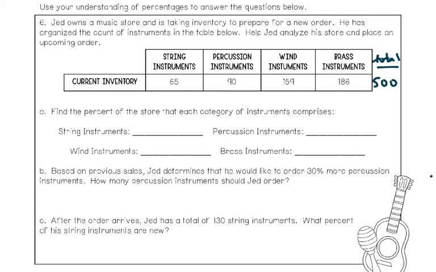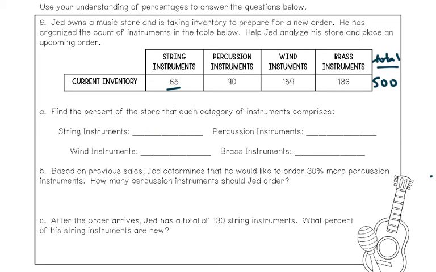So now that you learned this new way to do this, you could do it the new way. You could also write, I know that there are 65 string instruments. So there are 65 out of the 500 total. That line means divide. 65 out of 500 gives you 0.13. Then you take your finger or your pencil, put it on the decimal, and move it 2 places to the right. It's the same thing as 13%.